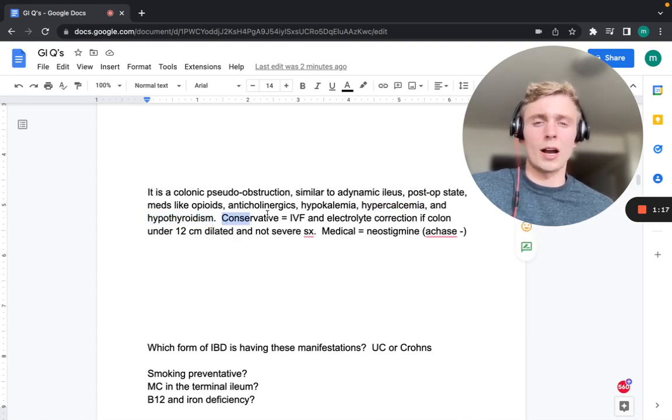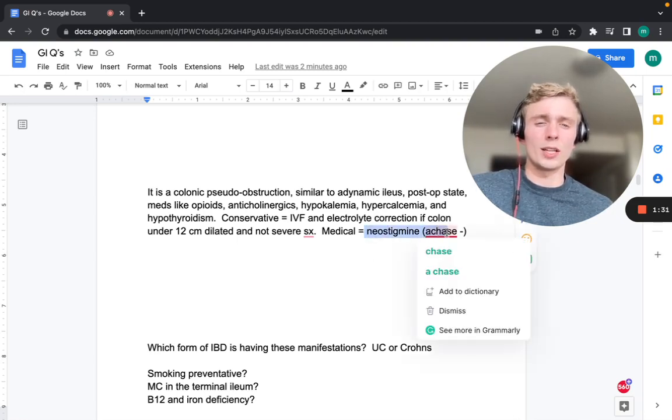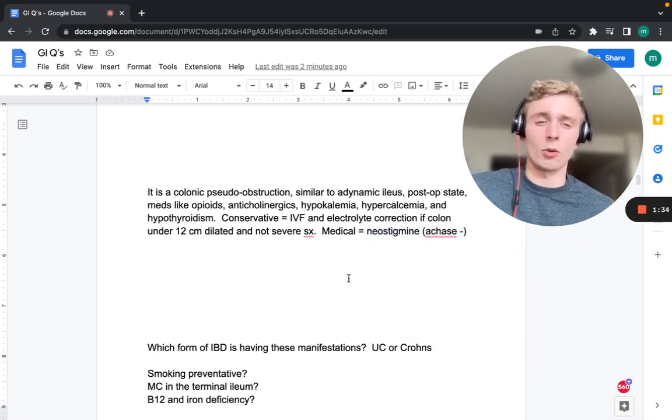Conservative treatment, first you want to do IV fluids and electrolyte correction if the colon is under 12 centimeters dilated and not severe symptoms. If it is over 12 centimeters dilated or they're unstable or there's a perforation risk, you can do neostigmine. That's an acetylcholinesterase inhibitor. It inhibits acetylcholinesterase, which breaks down the acetylcholine in the synapse. So if we inhibit that, we're building up the acetylcholine in the synapse, and that's the opposite of these anticholinergic drugs, which are potentially one of the risk factors for Ogilvie syndrome. So it makes sense that we give neostigmine as medical management for Ogilvie syndrome.